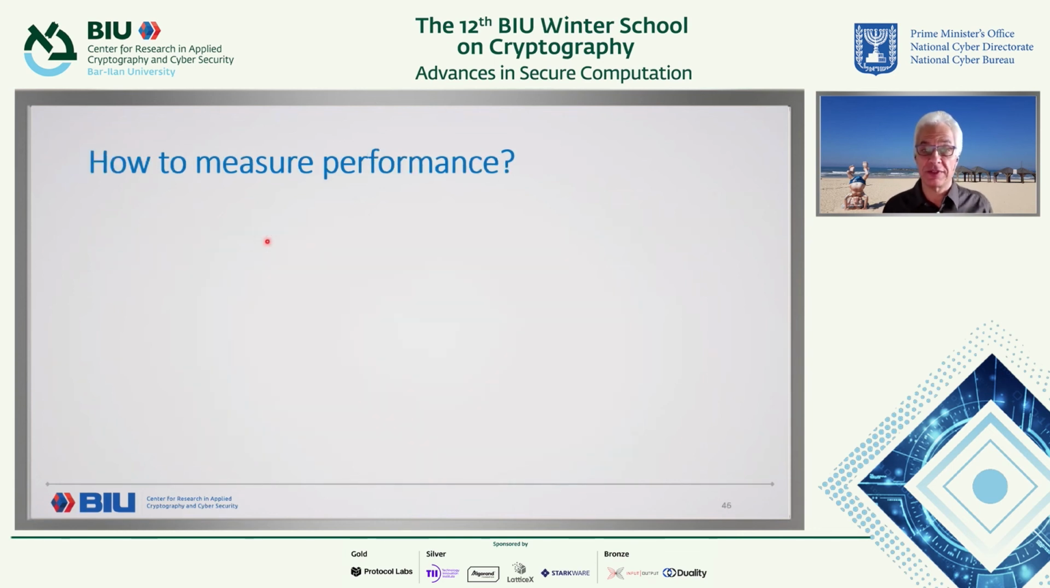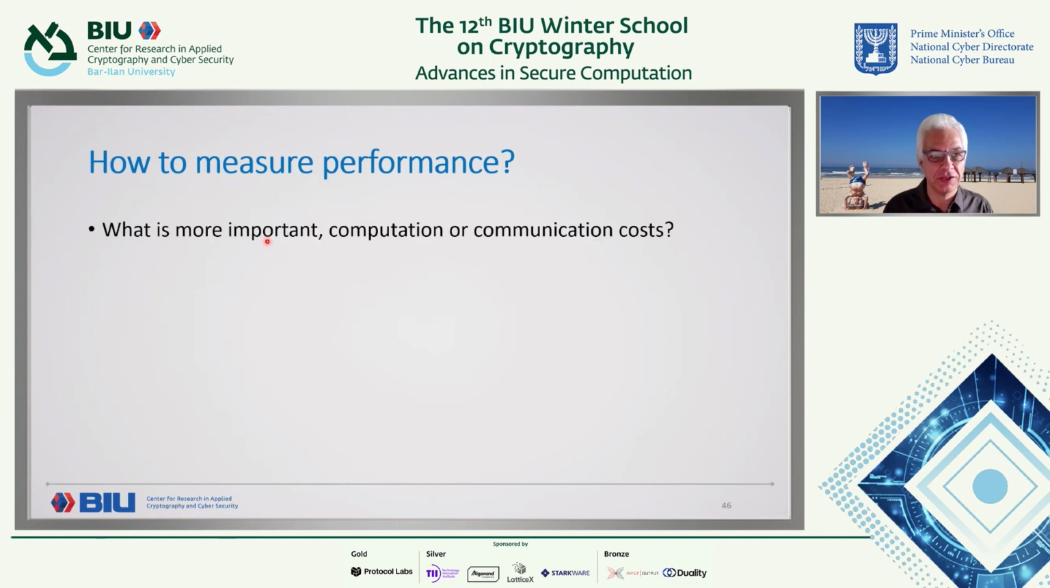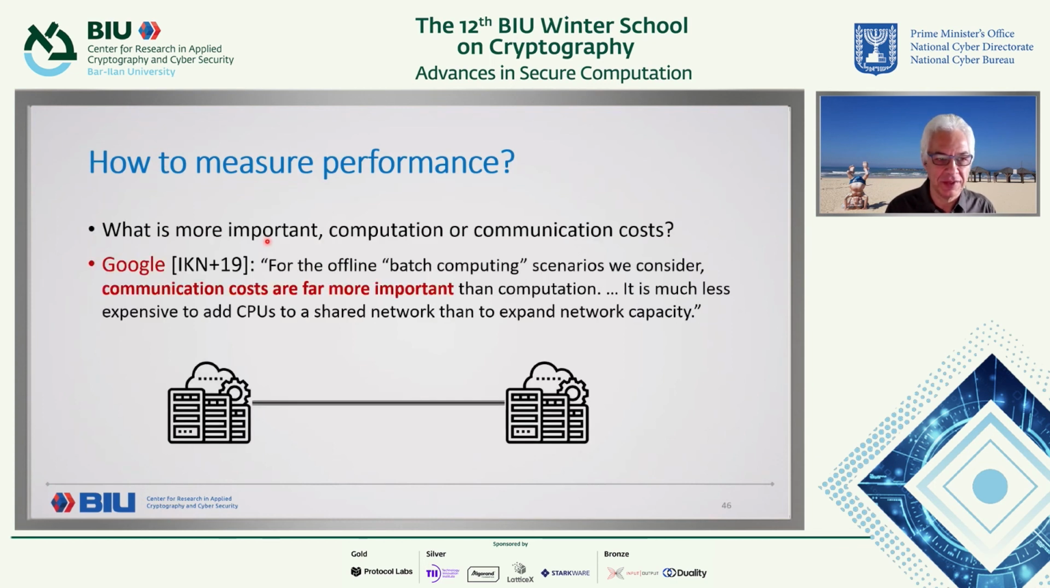How to measure performance? What's more important, communication or computation? Google, in their paper, say communication costs are far more important, because in the data center they can put as many cores as they require. Communication is the bottleneck.